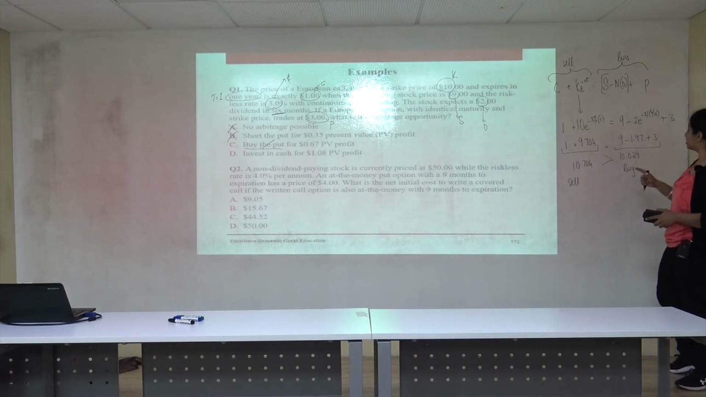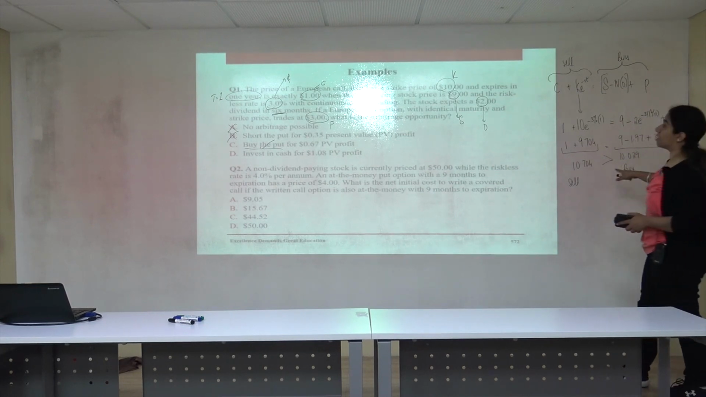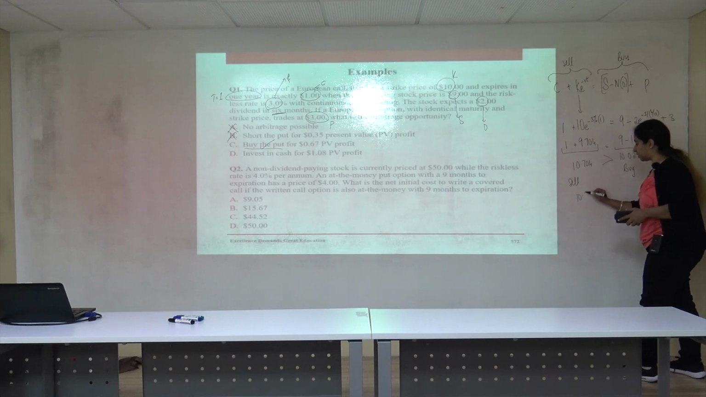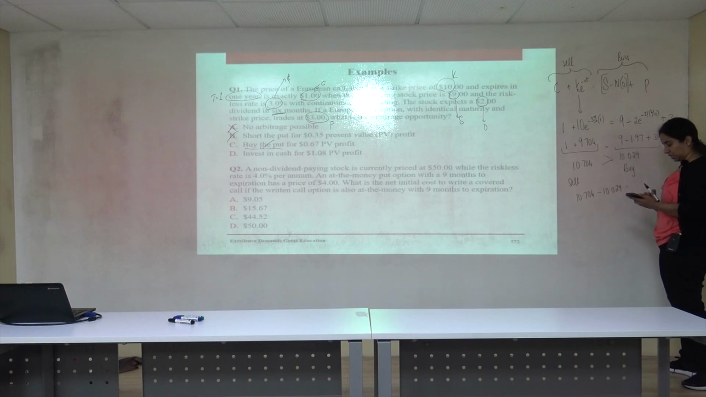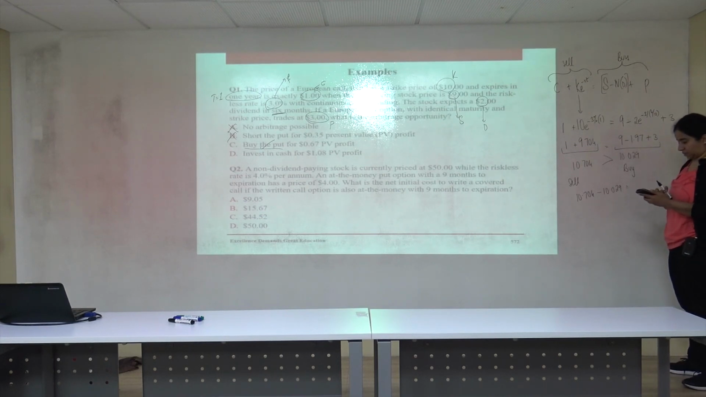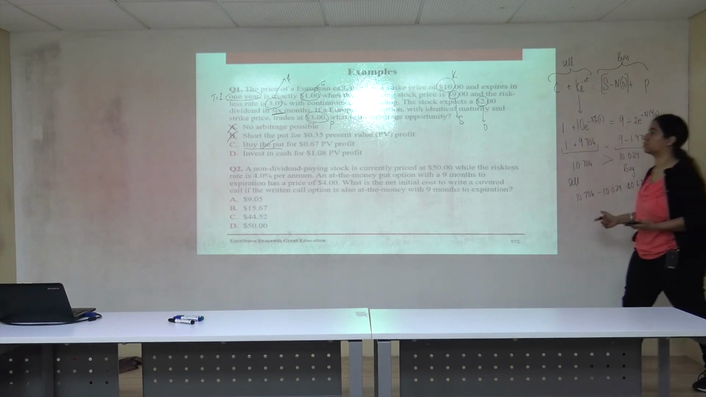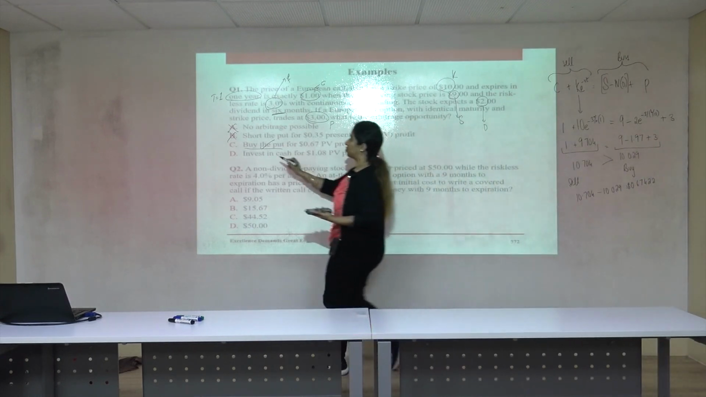So if you quickly take the difference between the two sides, I'm guessing there has been a rounding issue, but if you take a difference, let's see what we get. 10.704 minus 10.029, we get 0.67422. And that's our answer. That's our profit because that's the difference between the two sides of the portfolio. So then we get answer C.